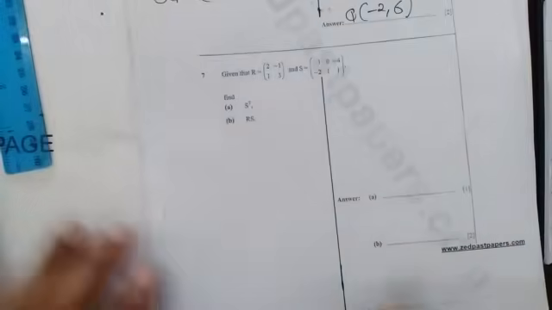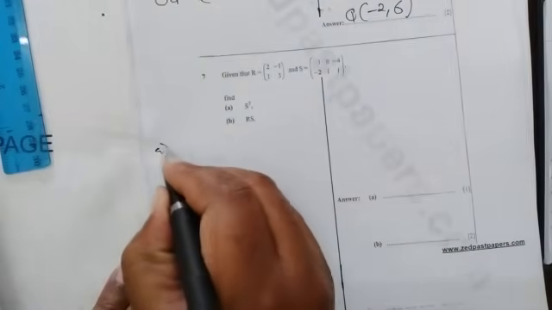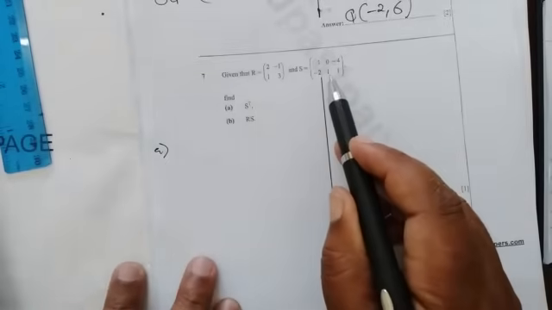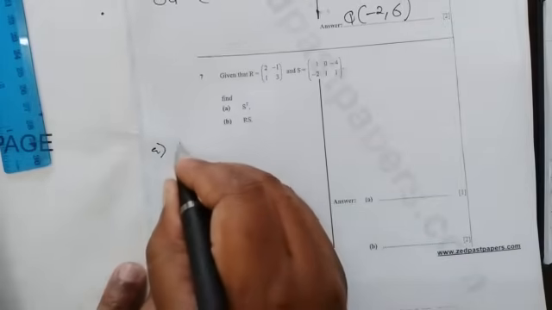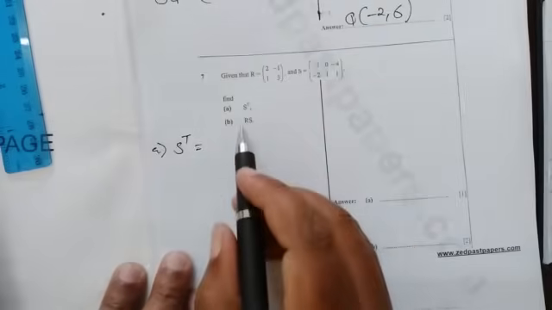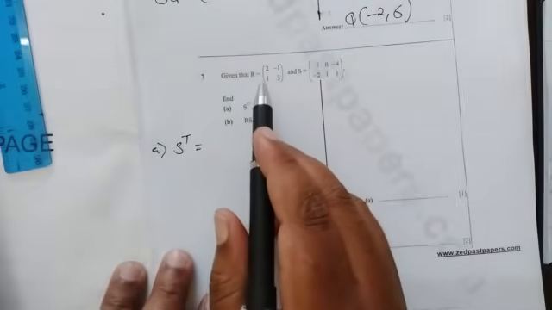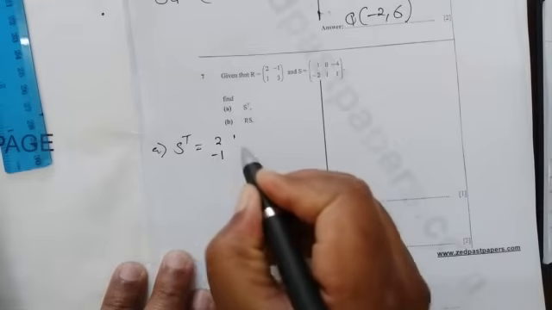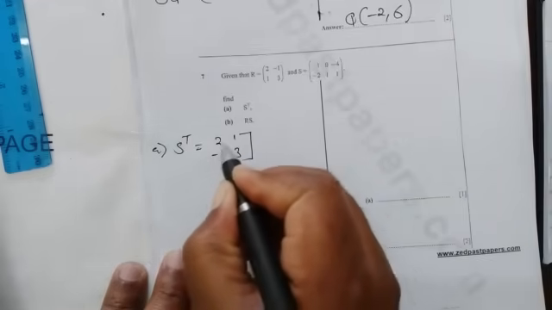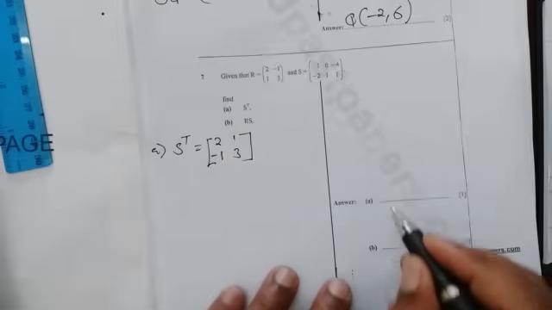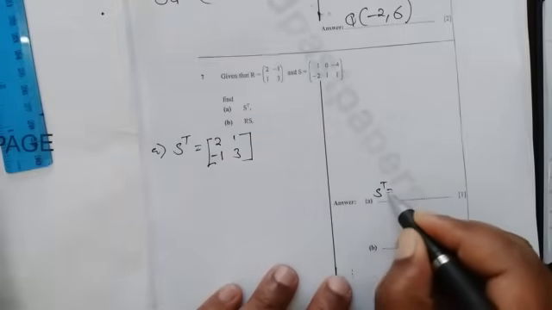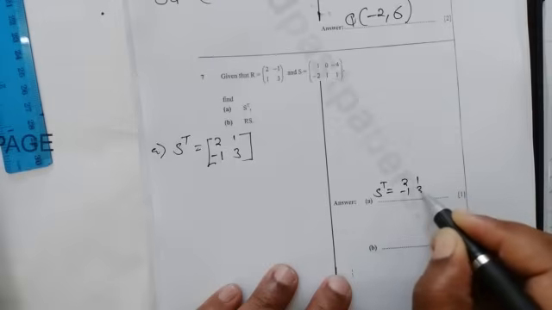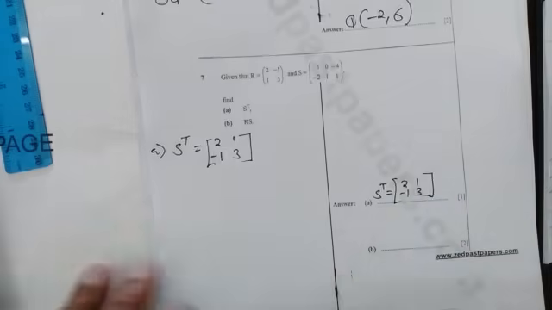So we have matrix R here and the matrix S. The first one is, let's get S transpose. So to get S transpose, you convert the rows into columns and columns into rows. So we have 2, negative 1, 1 and 3. So this is our answer. S transpose is 2, negative 1, 1, 3.